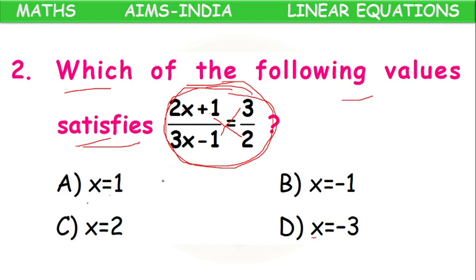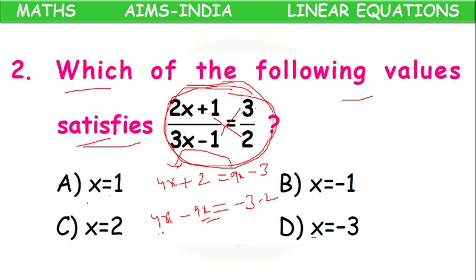2 into 2x, 4x, plus 2 into 1, 2 equals 3 into 3x, 9x, minus 3 into 1, 3. All x terms to one side. Already we have 4x here. This plus x, plus 9x. If it comes to the LHS part, it will become minus 9x. Plus 2 going to the RHS part will become minus 2.